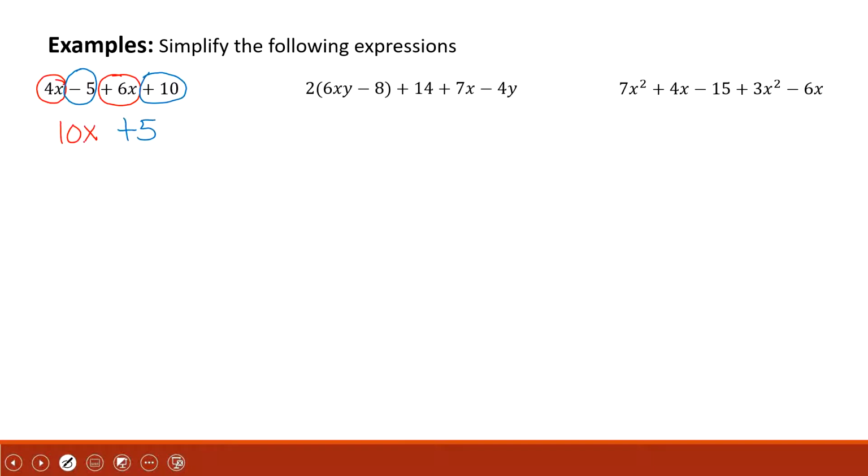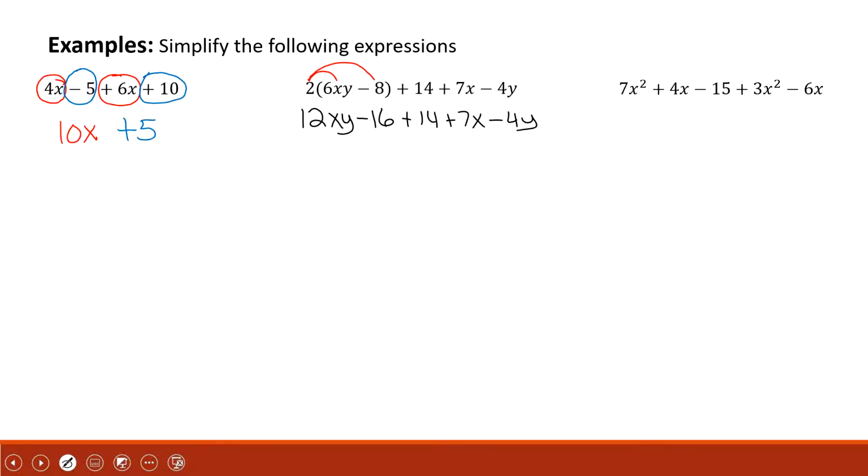Second one, we've introduced parentheses now, so we have to remember we need to distribute. So we have to distribute the 2, which is multiply every term inside by the 2. So we do that. I'm going to rewrite this here in black just so it stands out a little. We multiply through, I end up with 2 times 6 is 12. Then xy, we're not going to touch the xy. 2 times negative 8 becomes negative 16. So we've distributed everything through. Then I'm just going to bring everything else down. We haven't done anything with everything else yet. So plus 14 plus 7x minus 4y.